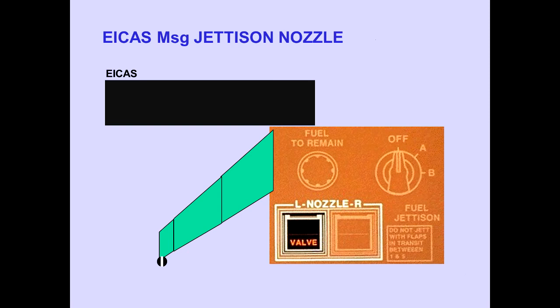The ICAS advisory message, Jettison nozzle, is displayed when a fuel jettison nozzle valve and switch position disagree. The valve light also illuminates.